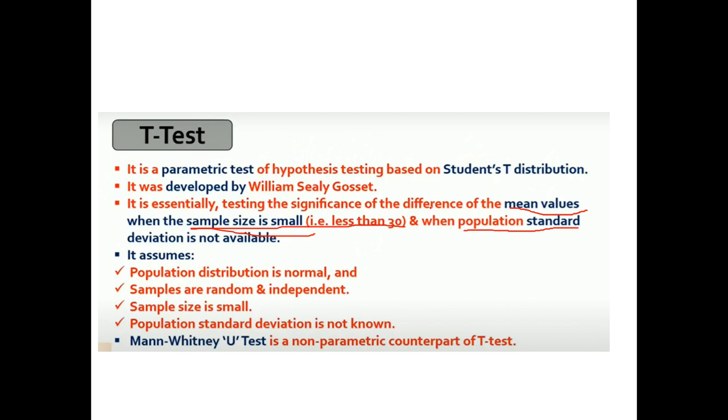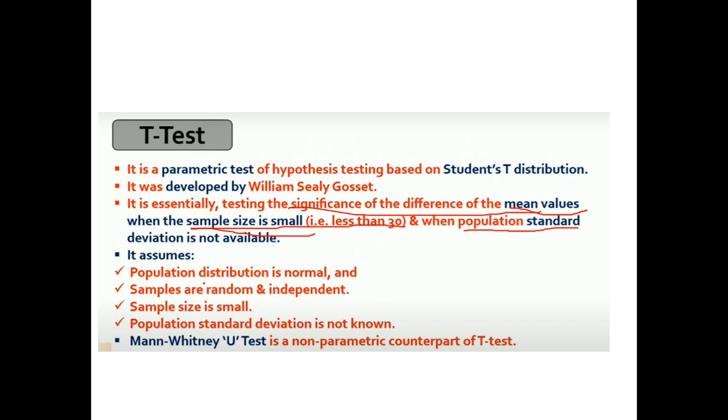We only have the mean information of the samples. So we are testing the significance of the difference of the mean values when the sample size is small. In this case, you will say my sample's mean is not equal to the population's mean, or you can say the population mean has something which we do not know. So we will have our mean is not equal to population mean, and this will be our null hypothesis. And on top of that, we will actually perform this test.